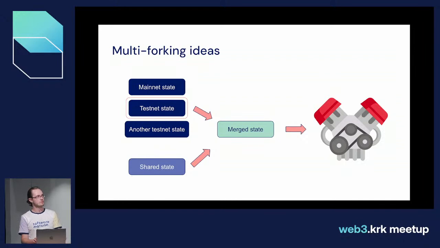And there are some multi-forking ideas which I have. If you know anything about multi-forking, head to me because we can talk about it, only in the design area. But the idea I have is that there are some states for different networks, like mainnet state, testnet state, and another testnet state, and even more. And there is a shared state in which we will keep data we want to share between different networks, between, let's say, mainnet state and testnet state.